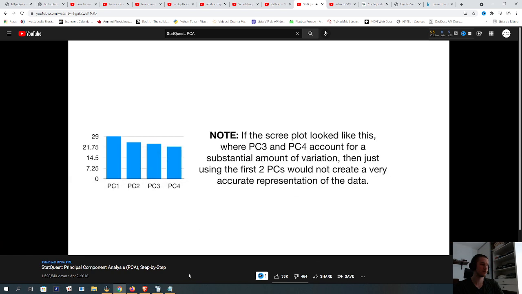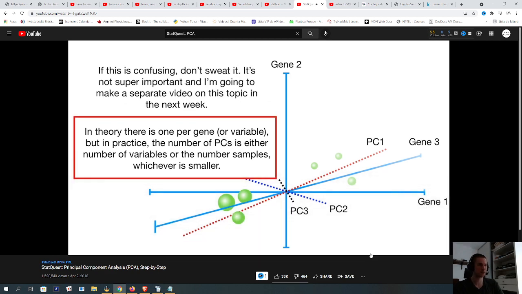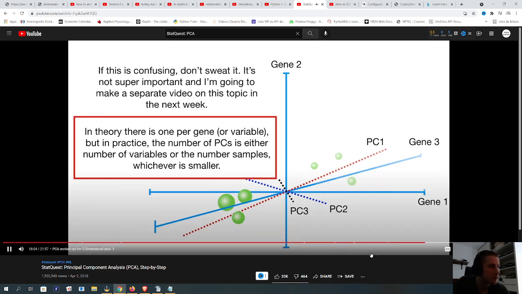Bam! Note, if the scree plot looked like this, where PC3 and PC4 account for a substantial amount of variation, then just using the first 2 PCs would not create a good approximation. If this is confusing, don't sweat it. It's not super important, and I'm going to make a separate video on this topic in the next week.